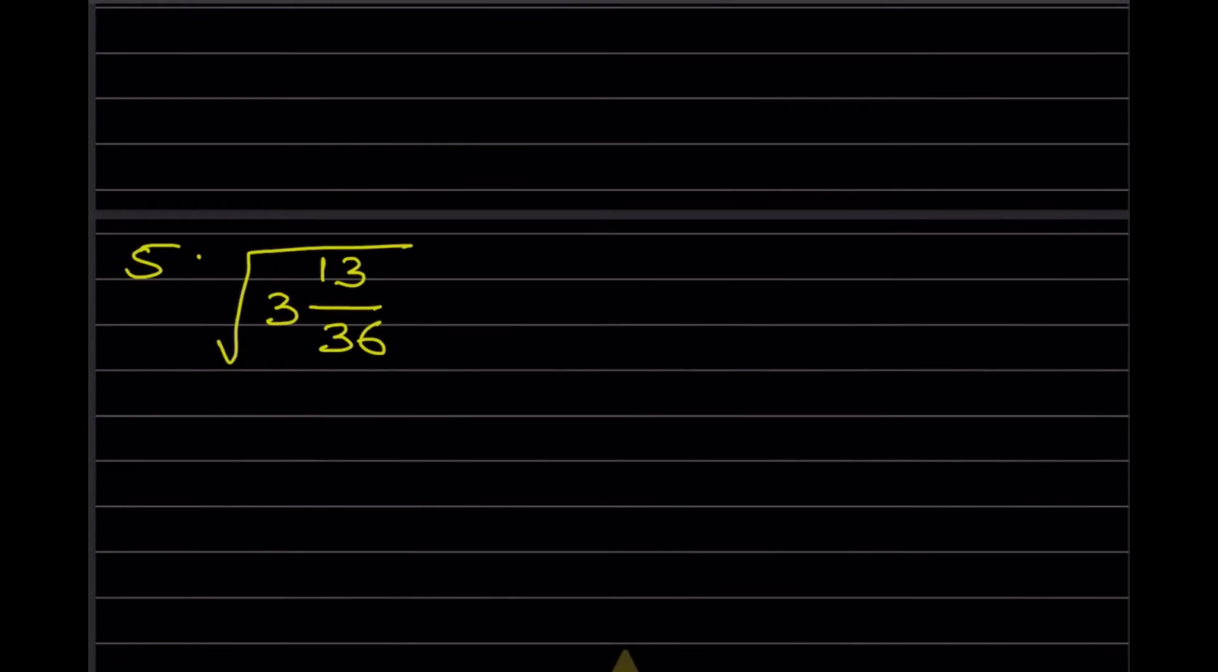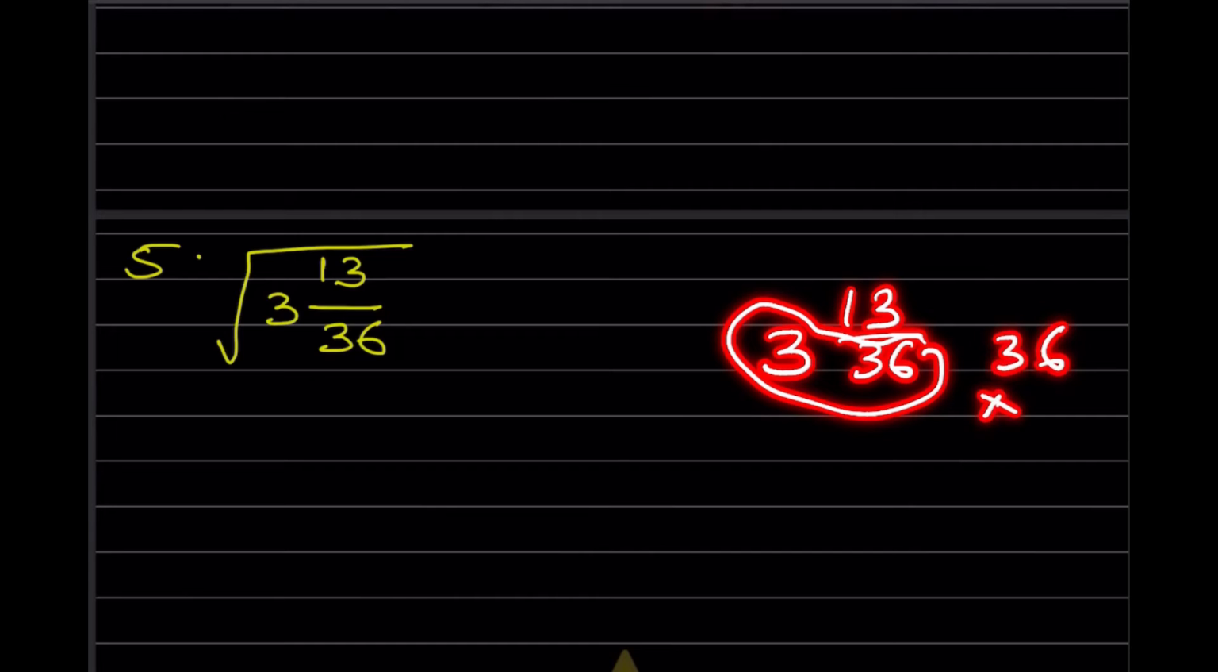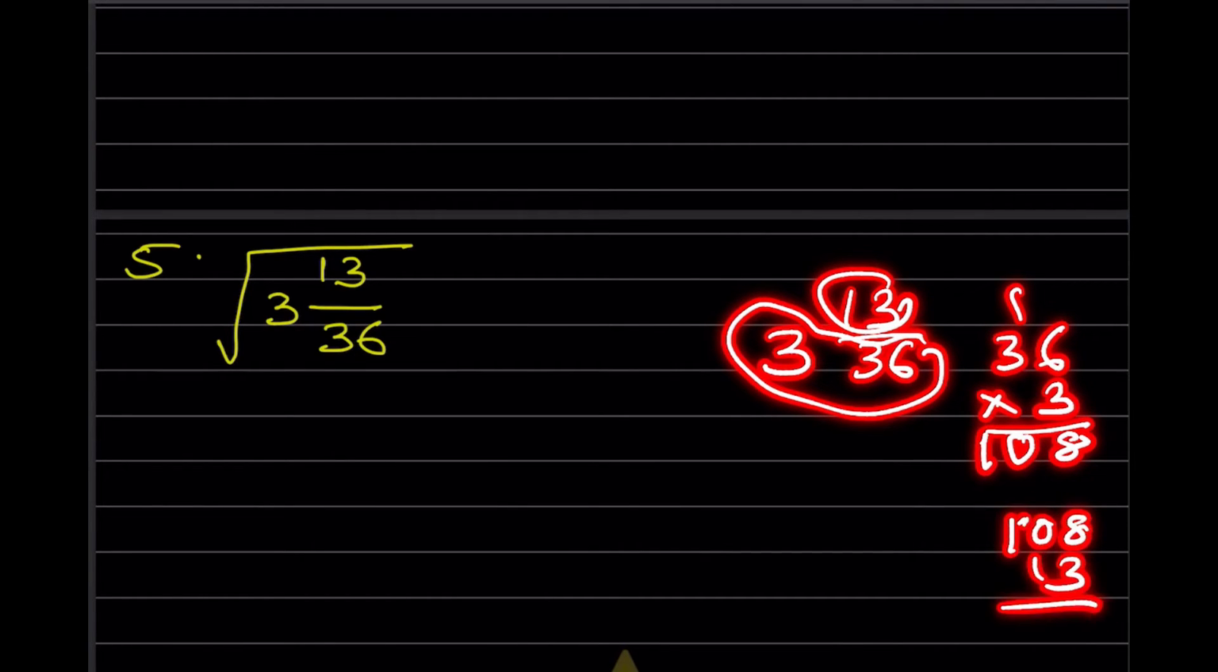So the next one, now this is a mixed fraction. So now let us make it improper first. Whenever there is a mixed fraction, 3 integers and 13 by 36, what will you do here? You will multiply this and this one. So 36 into 3 is going to be 108. For that 108, you are going to add this one, 13. So 108 plus 13 is going to be 121.